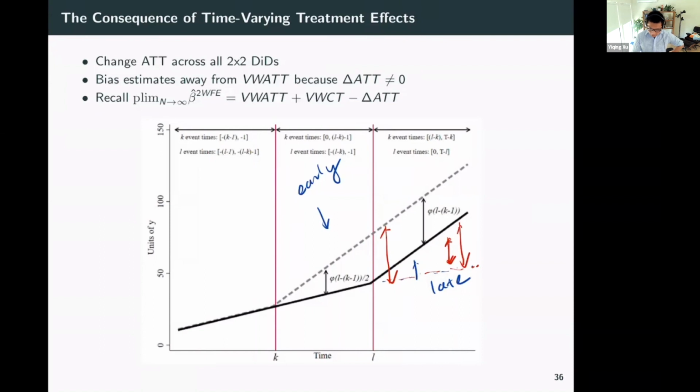However, in the fourth comparison, you're using the early adopter as the comparison group. So for late adopters, in this small 2x2 DID, the treatment effect will only be this, right? It will be this instead of the correct one. So that's the problem. The changing of the treatment effects for early adopters biases the estimates of the treatment effect for late adopters.